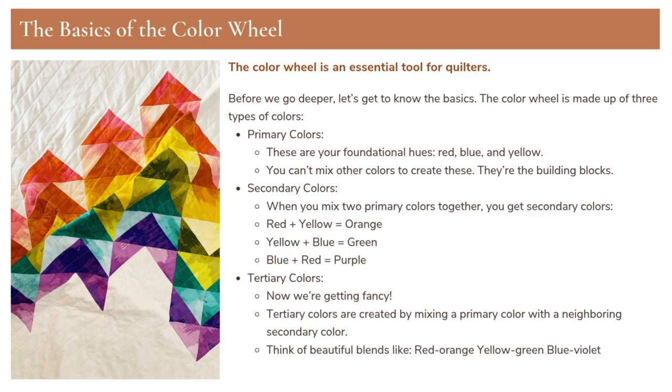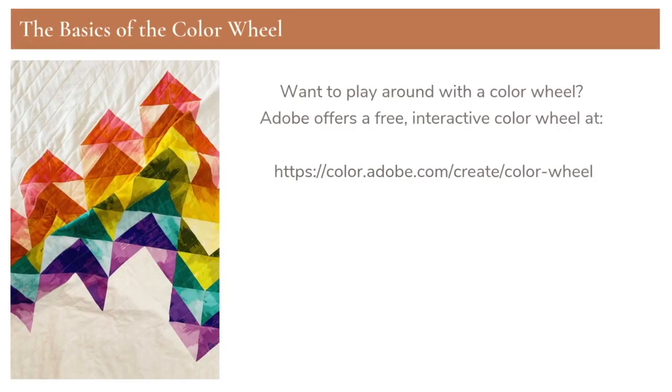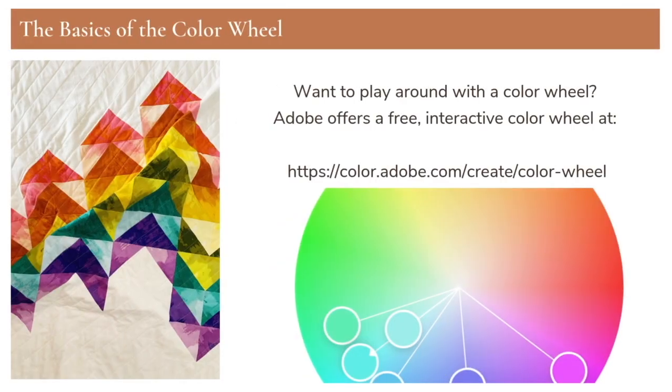Now let's get into tertiary colors, and this is where it starts to get fancy. So these are created by mixing primary colors with their neighboring secondary colors. So think of blends like a red-orange, a yellow-green, a blue-violet, and things like that. So if you want to play around with a color wheel, Adobe does offer a free interactive color wheel, and you can find it at the link on this image.